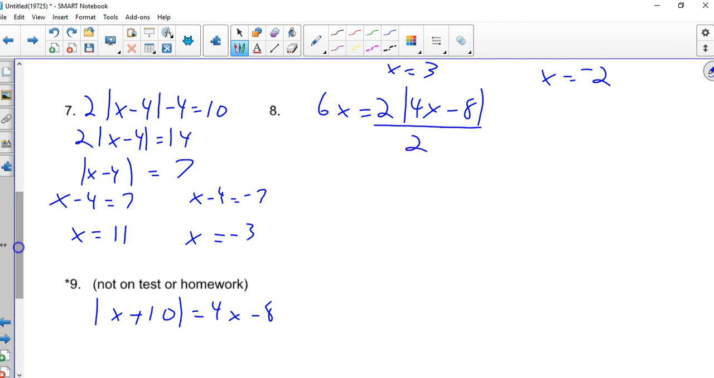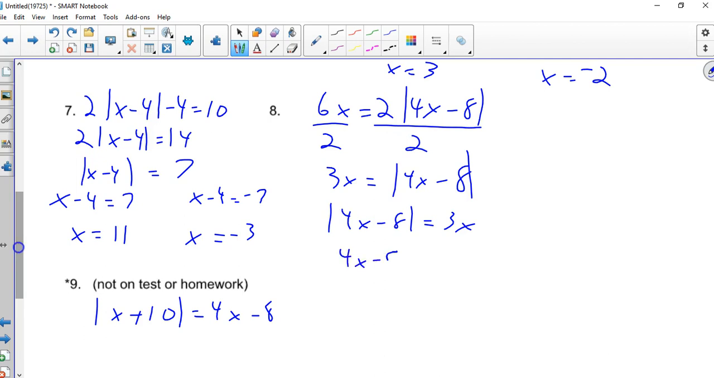Divide by 2. I get 3x equals the absolute value of 4x minus 8. Now, even though it's split up, you can also think about it this way. If you need to physically move it, you can write absolute value of 4x minus 8 equals 3x. Because what we're going to do is we always make the absolute value our a. So it's 4x minus 8 equals 3x, and 4x minus 8 equals negative 3x.